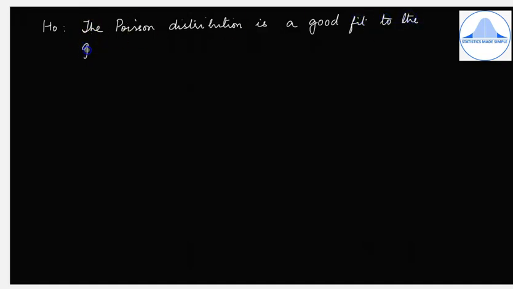So I will write H0: The Poisson distribution is a good fit to the given data, versus H1: Poisson distribution is not a good fit to the given data.